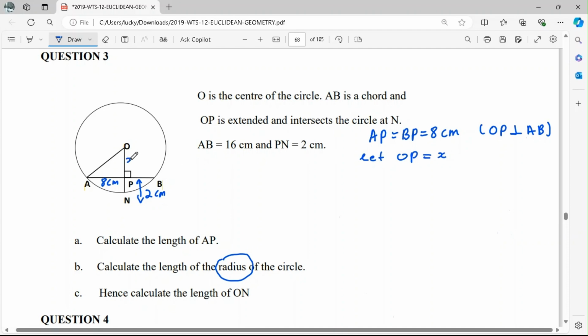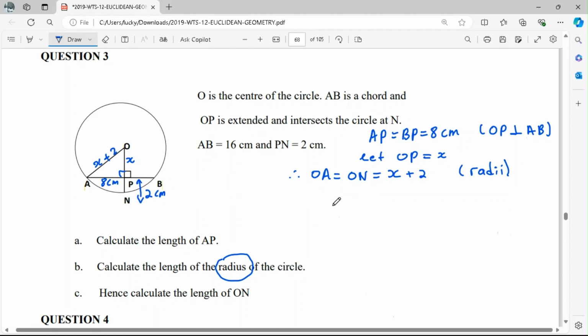So if I put X there, it means OA is the same as ON. It is now X plus 2. And my reason there would be radii. Okay. ON is a radius, OA is also a radius. Now, this is X plus 2. You can see that this is now a right angle triangle. You are given definitely that 90 degree, that is automatically 90 degree as well. Adjacent angles on a straight line there.